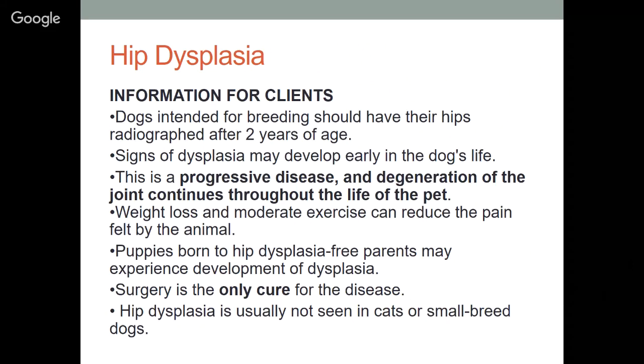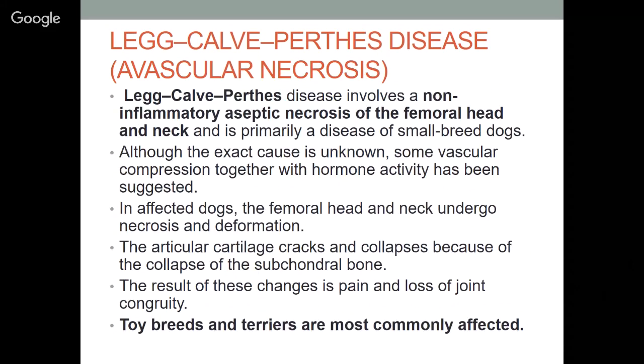Puppies born to hip dysplasia-free parents may actually experience development of dysplasia, so it's not a guarantee. Surgery is the only cure for the disease. Hip dysplasia is usually not seen in cats or small breed dogs. This is an interesting disease of avascular necrosis. It's also called Legg-Calvé-Perthes disease after the three scientists who discovered it.